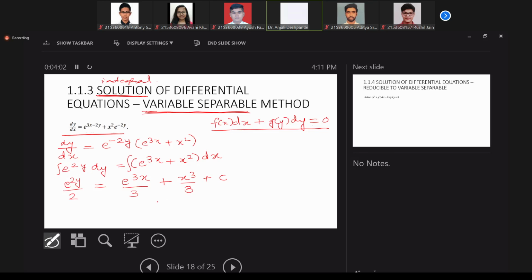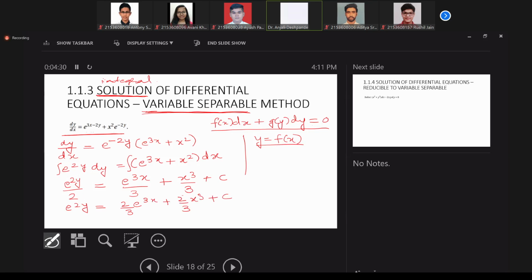After this, if you wish to simplify, if you wish to report the equation in this form, by all means, you are free to do so. What you will have to do, you will have to cross multiply this 2 to the right hand side. So you will get e raised to 2y equals 2 by 3 e raised to 3x plus 2 by 3 x cube, and 2c is a constant only, so I will still write it as c.